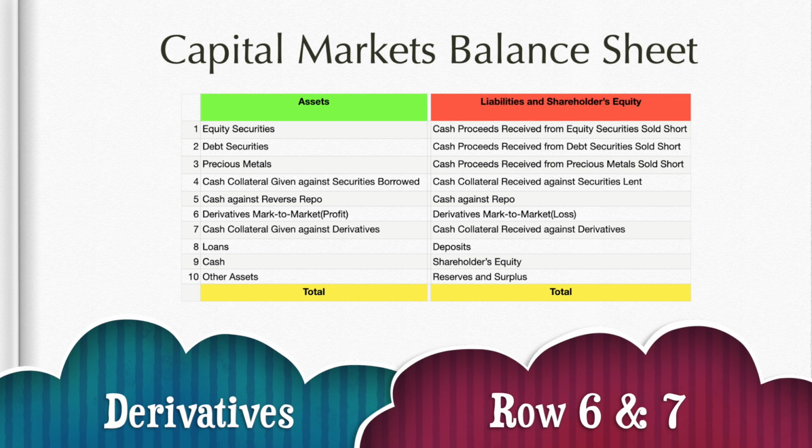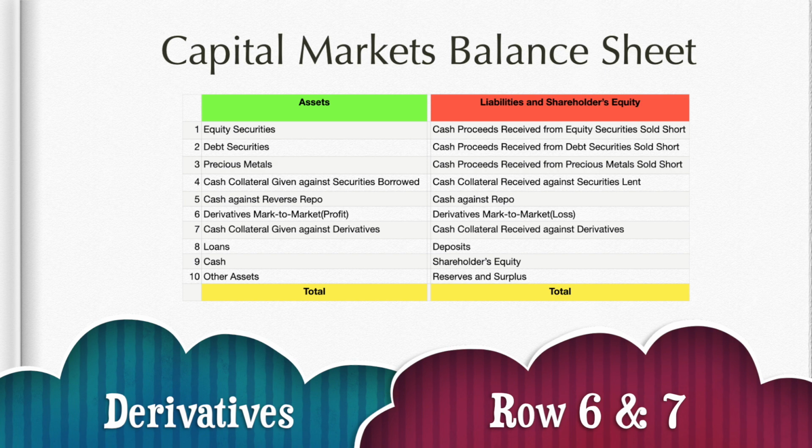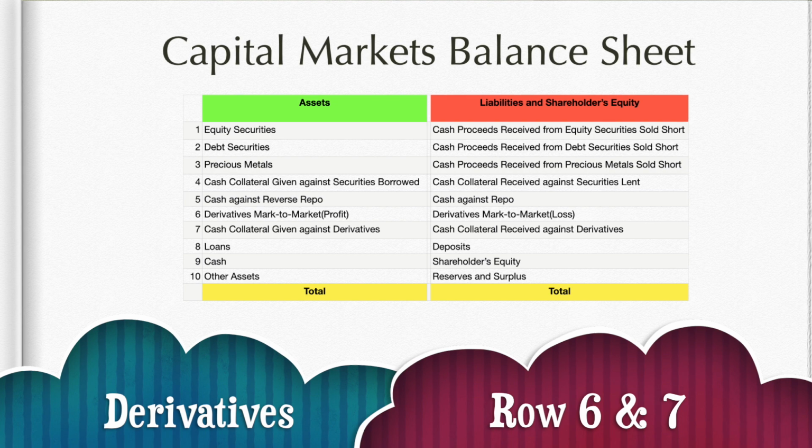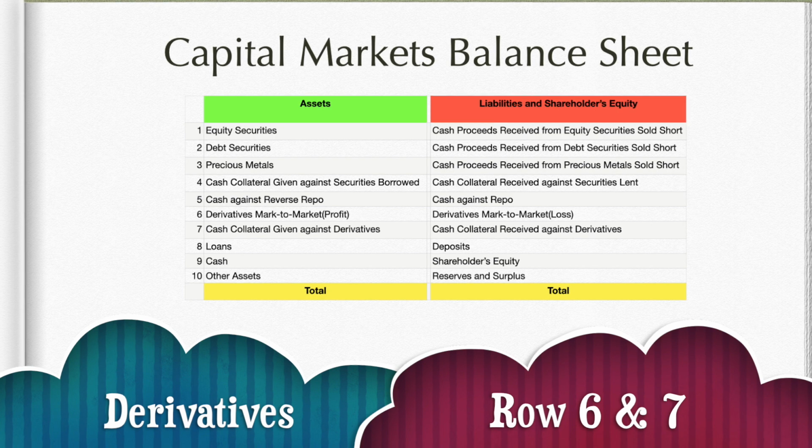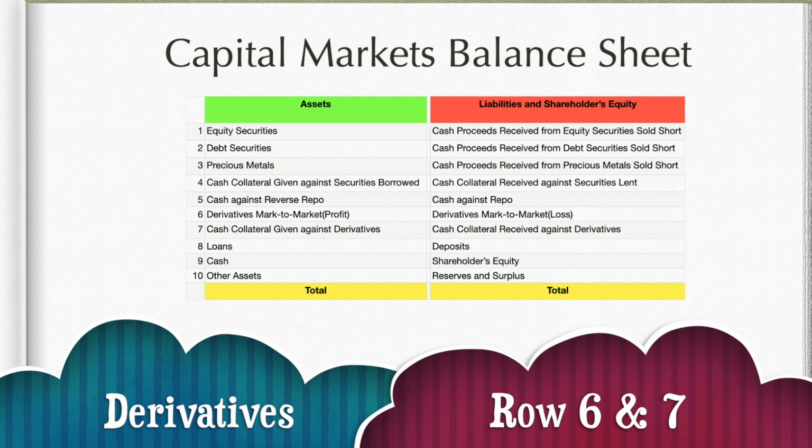Let me try to explain this with the help of an example. Let's say the bank has bought an OTC forward with Apple as the underlying security. Let's assume that the price of Apple has gone up by $5 at the end of the day. So the bank is making a profit, and that $5 will show up in row 6, asset side, derivatives mark to market profit. The client will be expected to post a variation margin or cash collateral to the extent of that $5 loss, and that will show up as a cash collateral received against derivatives. So the asset side in row 6 goes up by $5, and the liability side in row 7 goes up by $5.